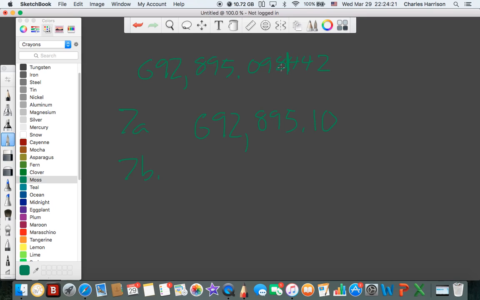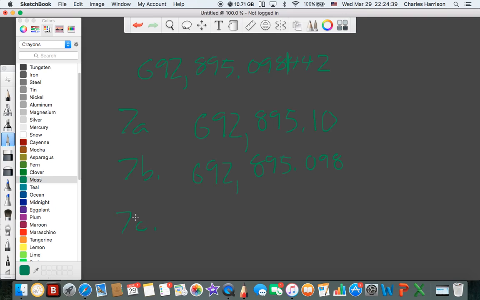So we got to round to this place. So we look at this number. Is this greater than or equal to 5? No, it's not. So then it's just this number. So it would be 692,895.098. And that's it.